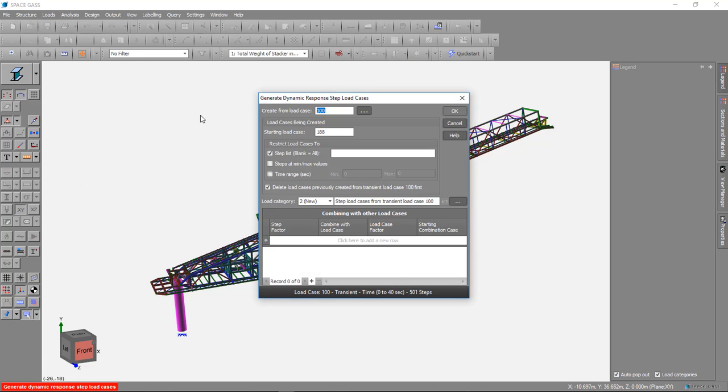and in this form we're going to create the load cases from Transient Load Case 100, and we're just going to create load cases, let's say begin at load case 201, and we just want the steps at the minimum and maximum values, so these will give us the worst case values from the 500 steps that we analyzed. Click OK.